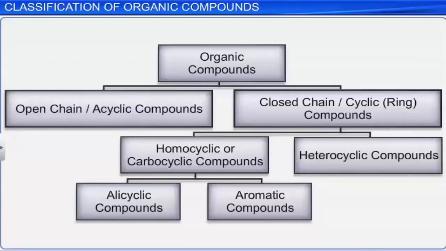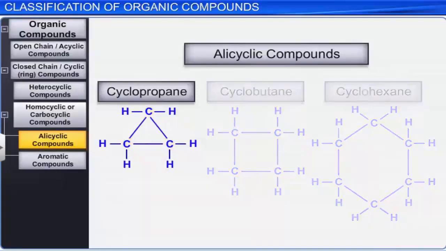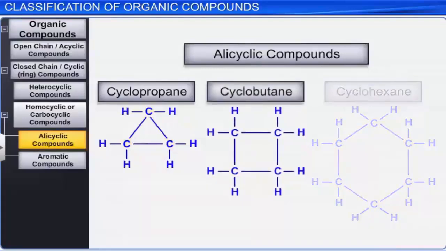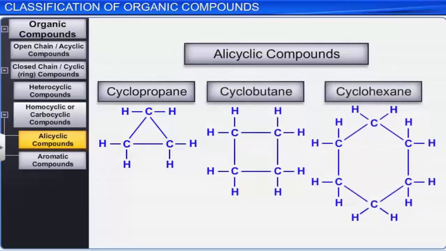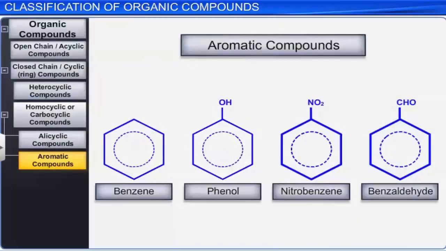Homocyclic compounds, which resemble aliphatic compounds in their properties, are called alicyclic compounds or aliphatic cyclic compounds. An alicyclic compound consists of a ring which has only carbon atoms. For example, cyclopropane, cyclobutane, and cyclohexane. Aromatic compounds are benzene and the compounds that resemble benzene in their behavior.